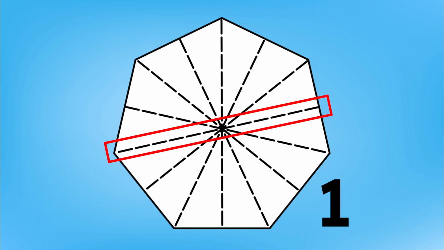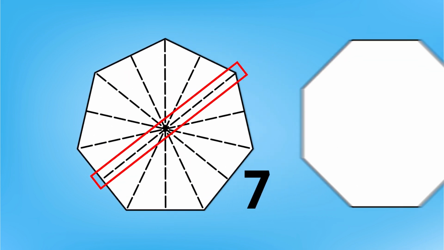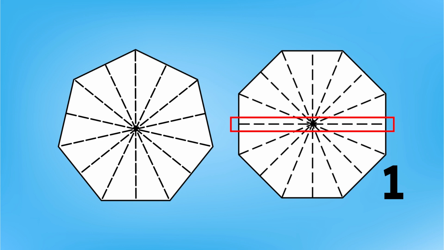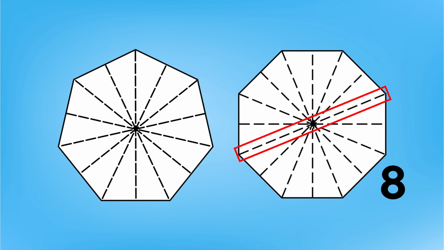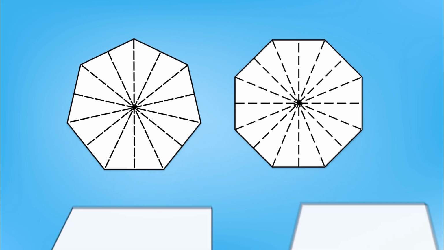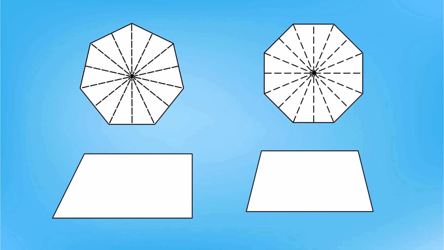A regular heptagon has 7 equal sides, so it has 7 lines of symmetry. And a regular octagon has 8 equal sides, so it has 8 lines of symmetry. What do you notice about regular polygons and their lines of symmetry? Regular polygons with all equal sides and angles have as many lines of symmetry as they have sides. An irregular polygon might have 1 line of symmetry, more than 1, or none at all. It depends on its side lengths, angles, and structure.